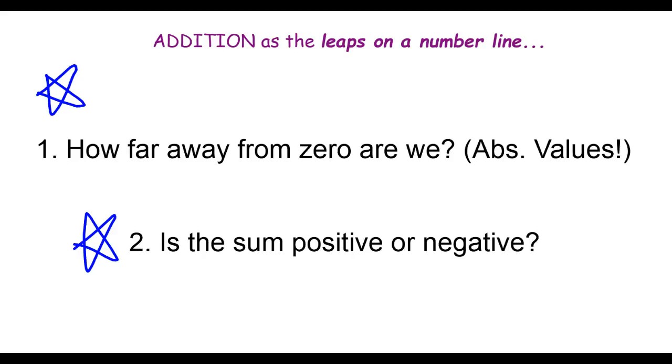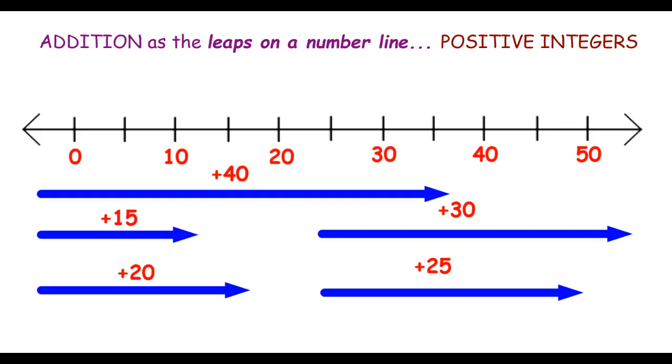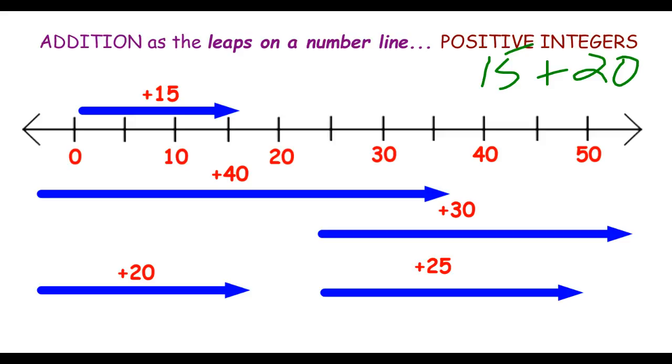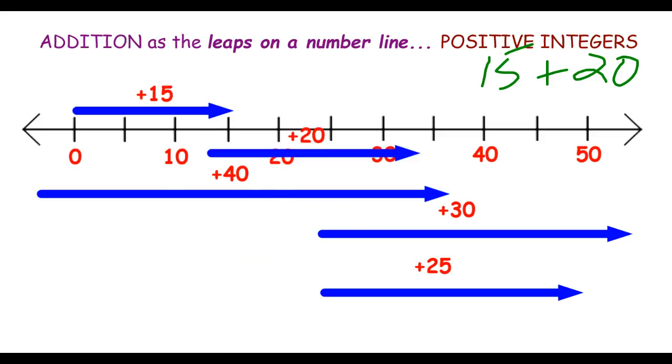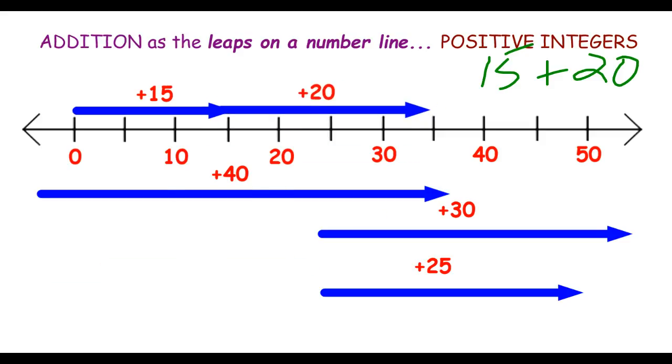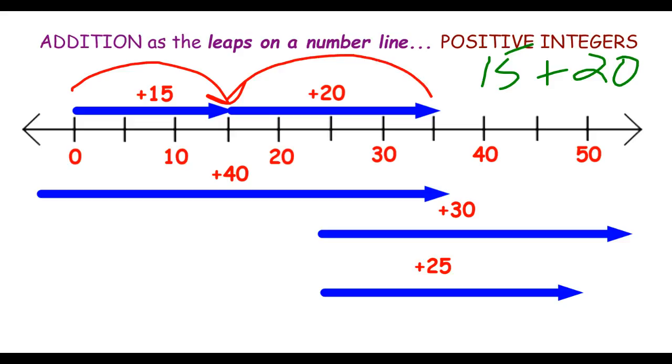So let's start with something that's familiar, and that's going to be adding with positive numbers. To add positive numbers as leaps on a number line, we're going to use these blue arrows on the screen here. If we want to talk about, for example, 15 plus 20, we view a positive number as a leap away from 0. We can use that as 2 leaps away from 0, a leap of 15 and a leap of 20.